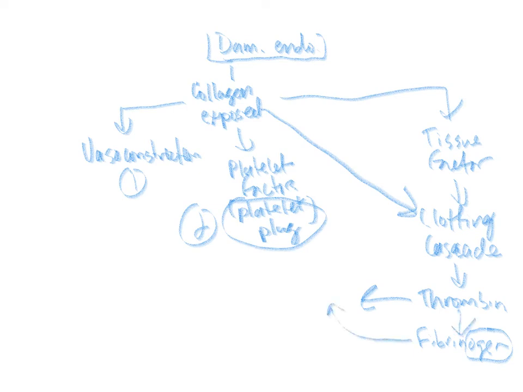and fibrinogen becomes fibrin. Now, fibrin is super important because fibrin is the molecule that actually leads to the true clot formation. So once fibrin is available, that platelet plug becomes a true clot. That's step 3, right?